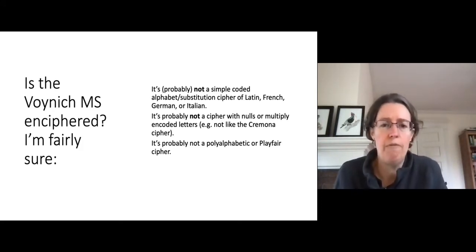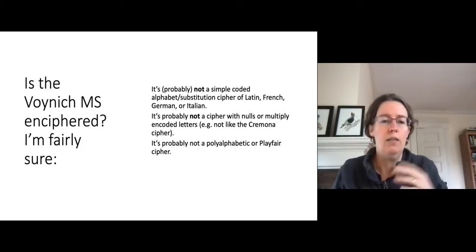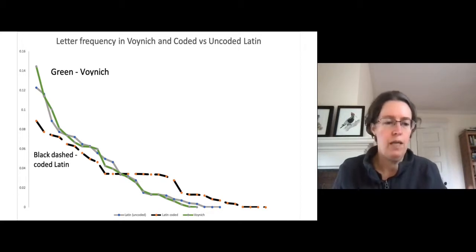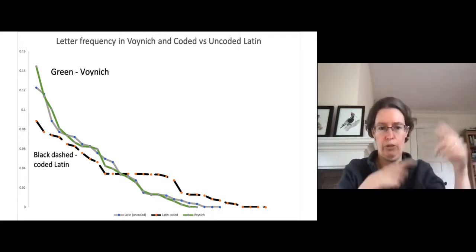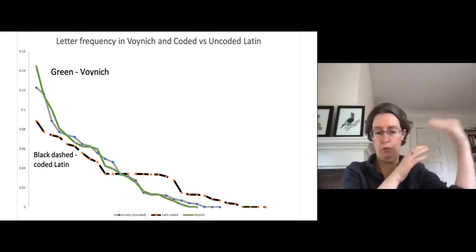But the argument against ciphers and nulls and multiply encoded letters is a little more complex, and so let me go through that now. So if we have a cipher with multiply encoded letters, where the most frequent letters are encoded multiple times, that's going to cut the frequency of the most frequent letters.